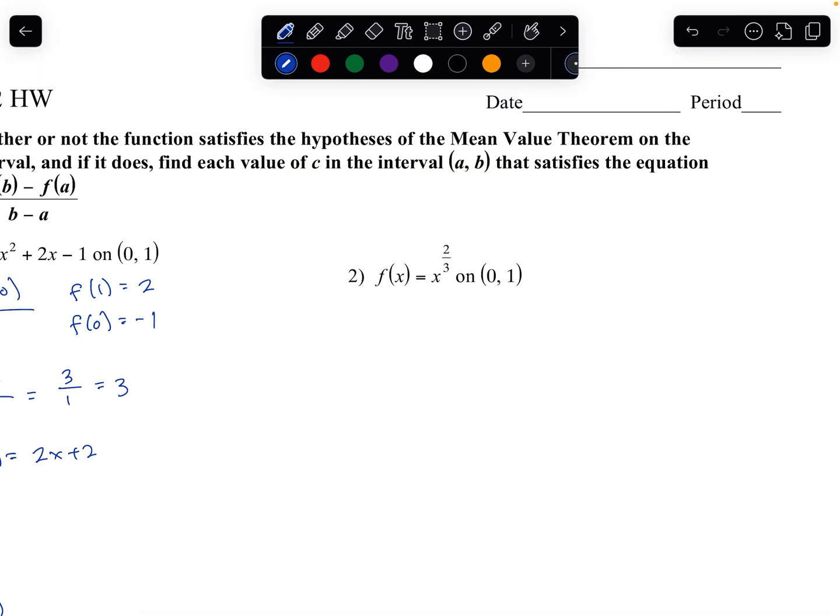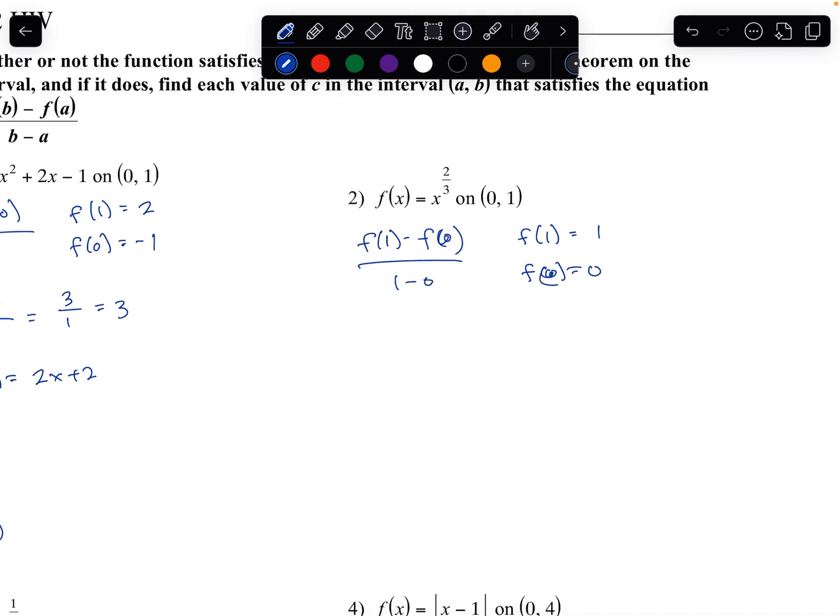So what we're going to do is find f of 1 minus f of 0 over 1 minus 0. So f of 1 is going to be equal to 1. Yeah, 1 to the 2/3 is 1. And f of 0 is going to be equal to 0. So our average rate of change should just be equal to 1.